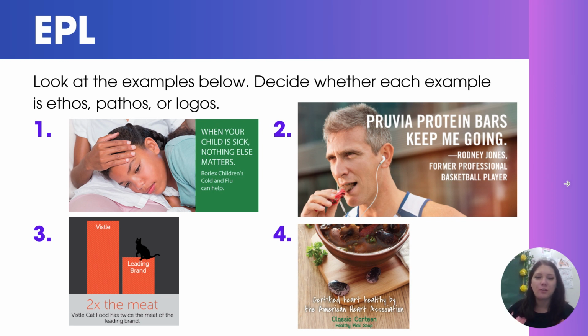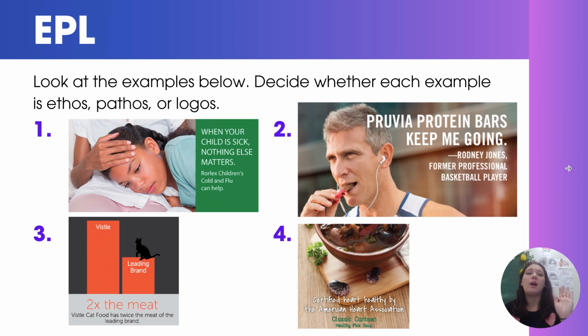Then number 4, certified heart healthy by the American Heart Association. We've got ethos right there again. They're saying, hey, look, the American Heart Association says that our soup is good, so you should buy it because they think it's good. We're trustworthy. They trust us. An example of ethos, appealing to the character of their reader or audience.